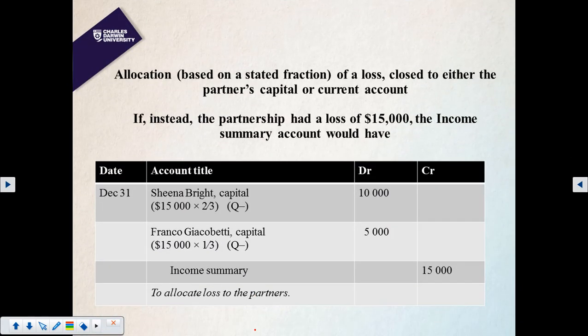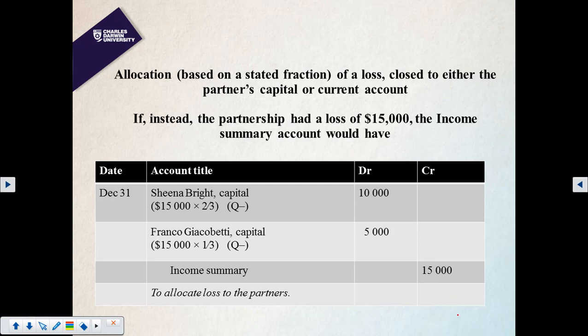Allocation based on a stated fraction of a loss is closed to either the partner's capital account or current account. If instead the partnership has a loss of 15,000, what will happen to the income summary account? Whenever we are making a profit, the capital is increasing. But when we make a loss in the business, then capital will be decreasing. So when the capital is decreasing, capital has to be debit.